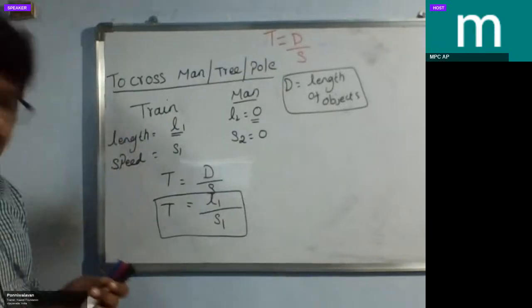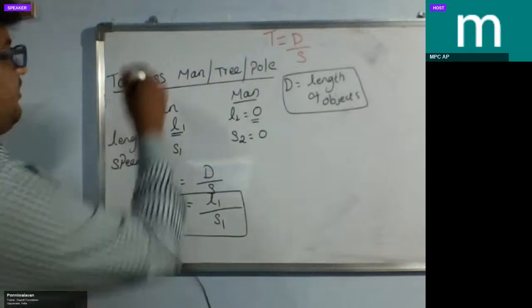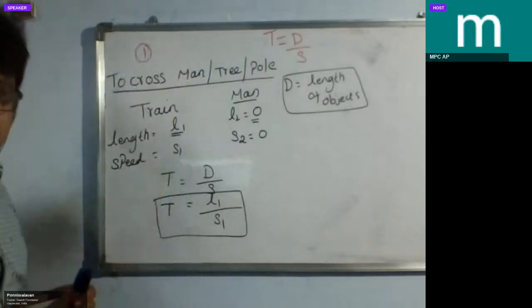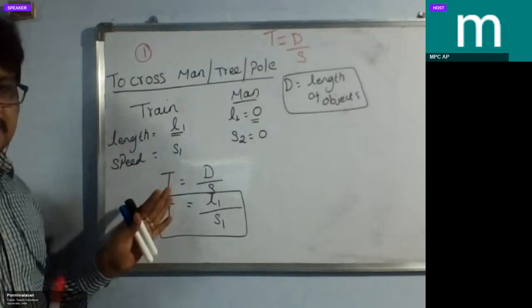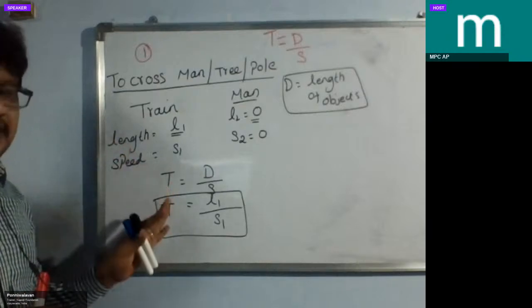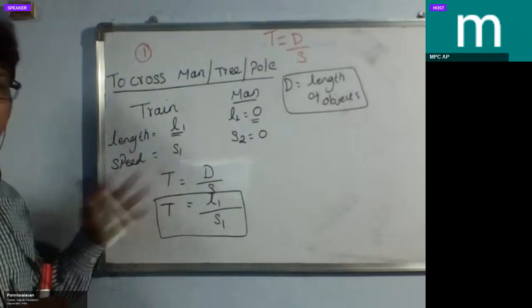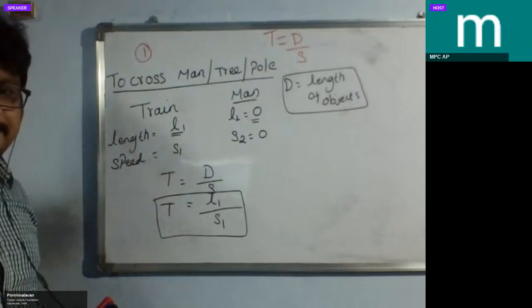If you are clear, just give me a comment, one clear. Make it fast. This is the basis of all the formulas. Once you are clear in this, it is easy to find the remaining things.